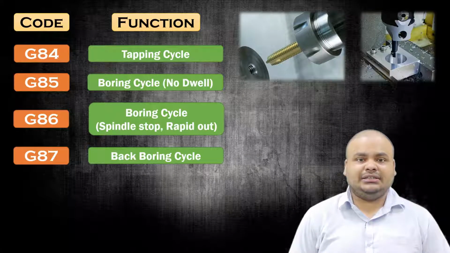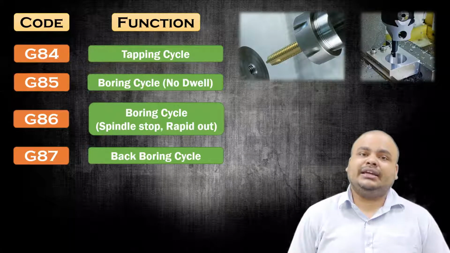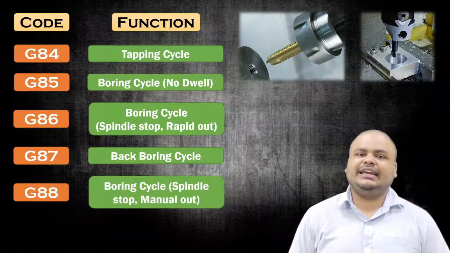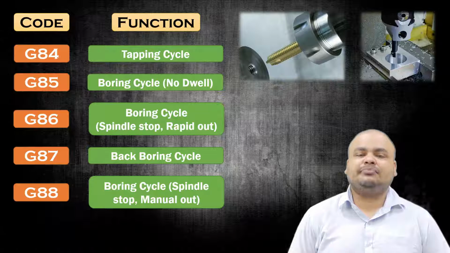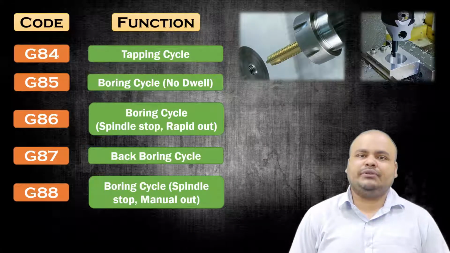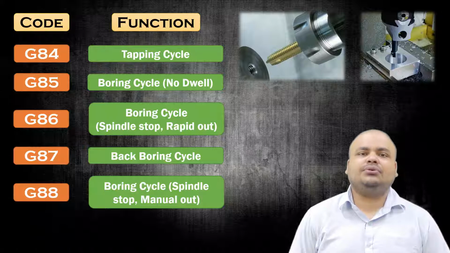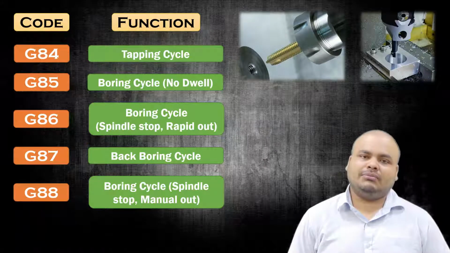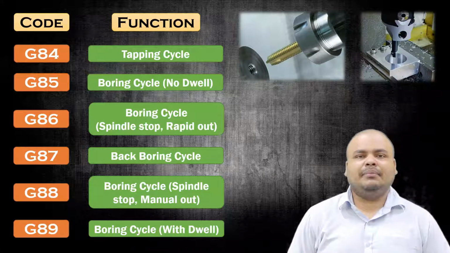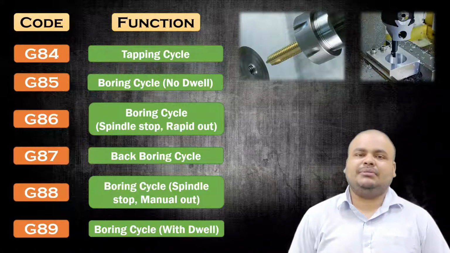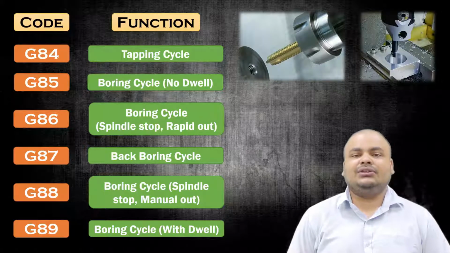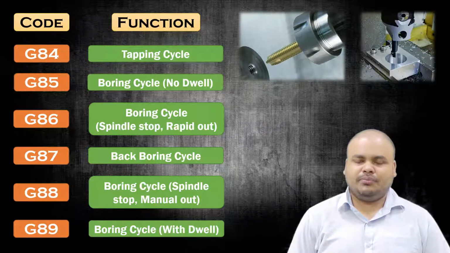Then G87, it is back boring cycle, that means it will do the boring from the bottom towards the top. The next G88, that is boring cycle, spindle stop, manual out, that means it will do the boring and the spindle will stop, and manually we have to remove the tool out from the bored hole. Then G89, it is also boring cycle, but this time it is with dwell, that means the dwell time will be there, like G04 code you can use in that one, so that you can remove the chips properly.